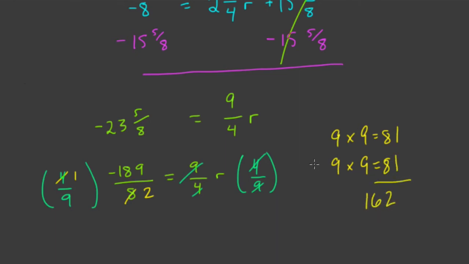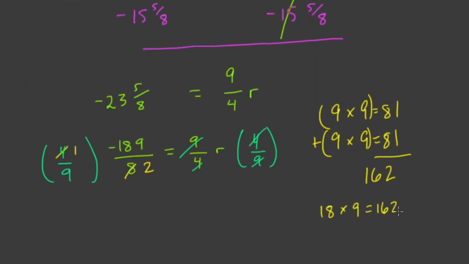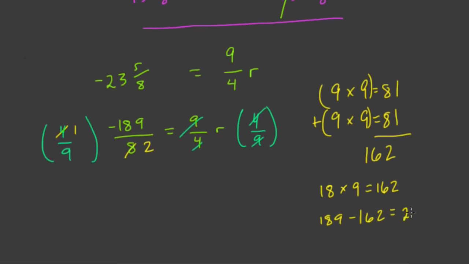All right, 9 times 9 plus another 9 times 9, that's really 9 times what? Well, that's 18 nines altogether. So we know 18 times 9 equals 162. But we need to get to 189, so I do this. I do 189 minus 162, which is what? Well, that's just 27. And 27 is 3 more nines.